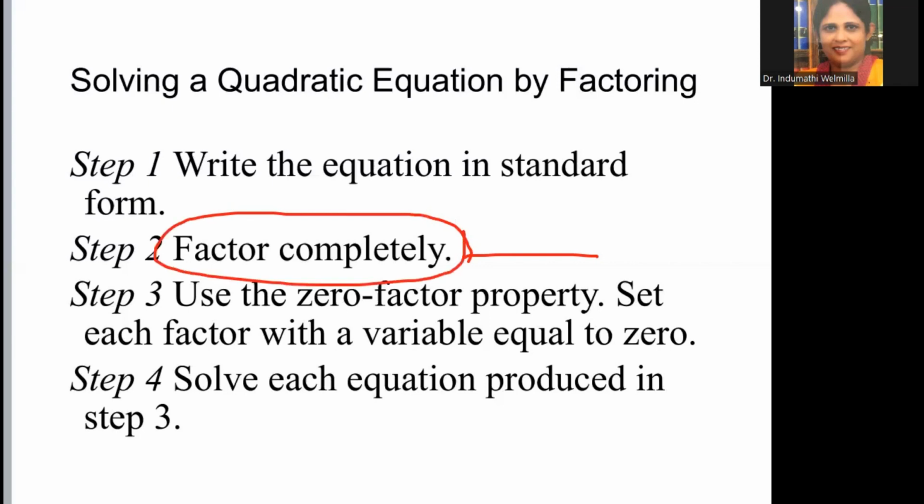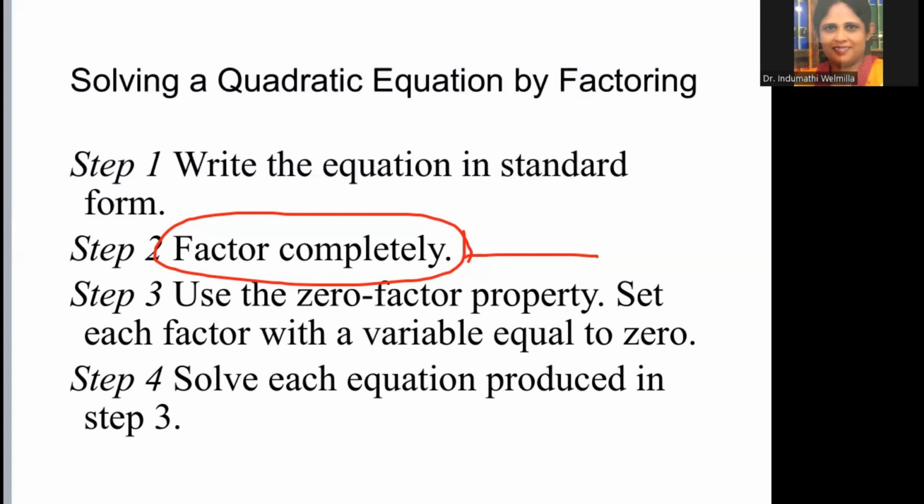And as the next step, after factorizing the given equation, we can use the zero factor property and set each factor containing the variable equal to 0. That one we have to do, right? Then finally, we can solve each equation produced in the above step, and we can get the result, which means the value of the unknown variable, right?